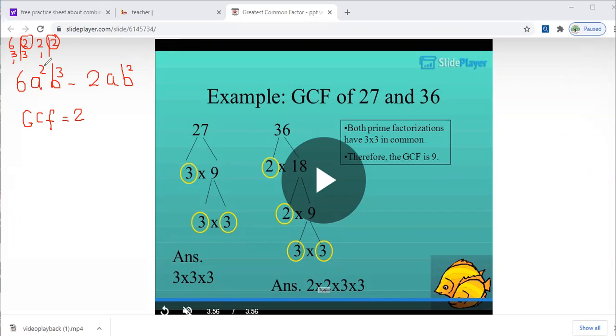Then a to the power of 2 and a to the power of 1. Which one is the least exponent? So I have a. Then b to the power of 3 and b to the power of 2. Which one is the least exponent? I have b to the power of 2. So the GCF in this question will be 2ab to the power of 2.